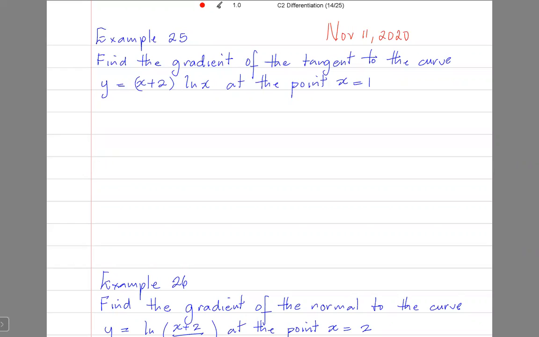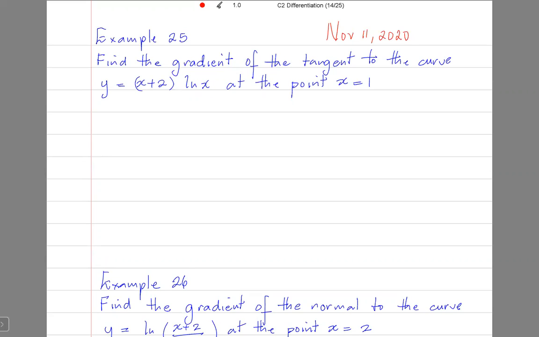And so we're at example 25. And right now we're at the point where we talk about tangent and normal to a curve. A few things we need to remember: the gradient of a curve at a point is equal to the gradient of the tangent to the curve at that point. So at a particular point, both the curve and the tangent have the same gradient.